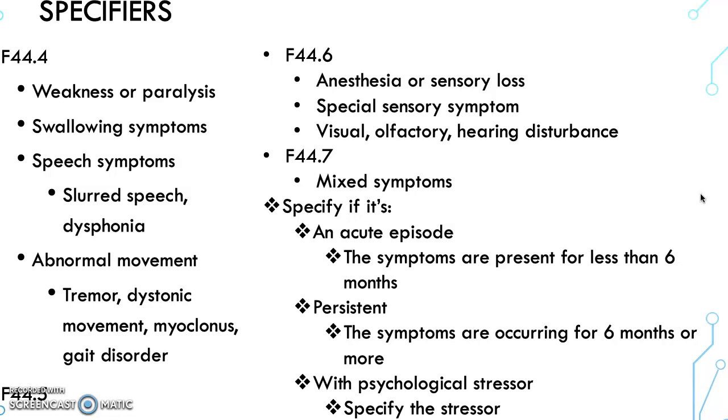And then you also have to specify if it's an acute episode, which means that the symptoms are present for less than 6 months, or if it's a persistent episode where the symptoms have been occurring for 6 months or more. And then you also have to specify if there's a psychological stressor and specify the stressor, or if there's not a psychological stressor.